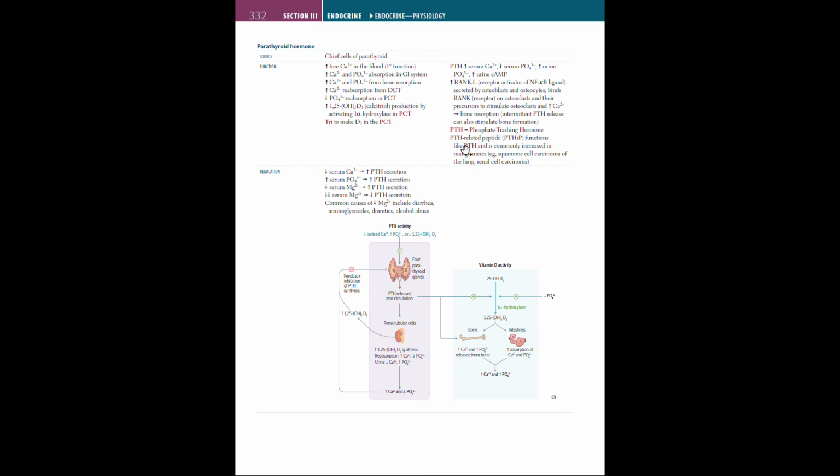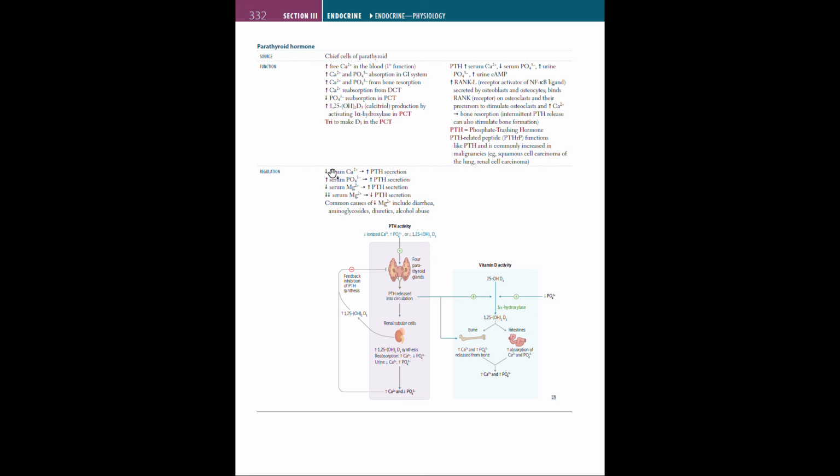PTH related peptide, PTHrP, functions like PTH and is commonly increased in malignancies, for example in squamous cell carcinoma of the lung and renal cell carcinoma. Now its regulation.